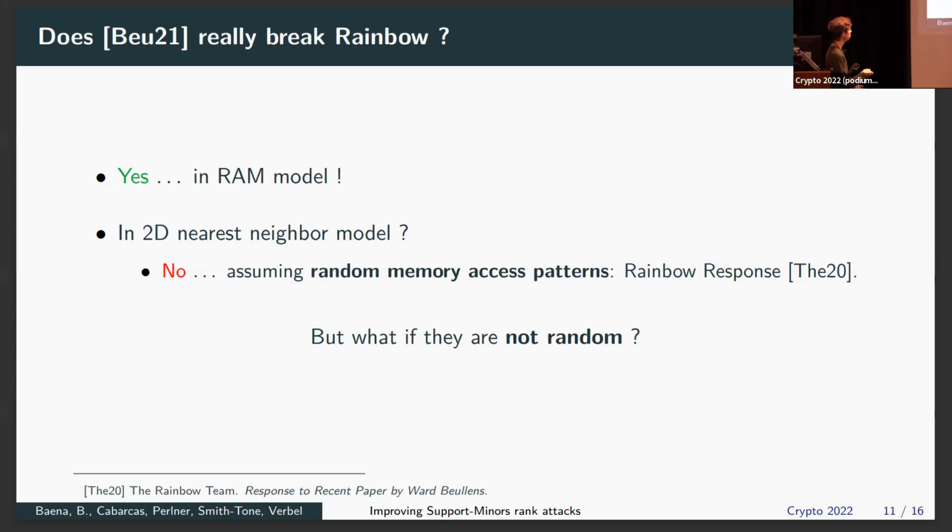So this is what was done in the Rainbow response by the Rainbow team. In fact, they proposed to use the 2D nearest neighbor model to analyze this cost. And if they assume some randomness on the memory access patterns which occur in this attack, they show that the attack by Belleville was above the security level. And our question was, what if these memory access patterns are not random? Is the attack really a threat against the scheme?